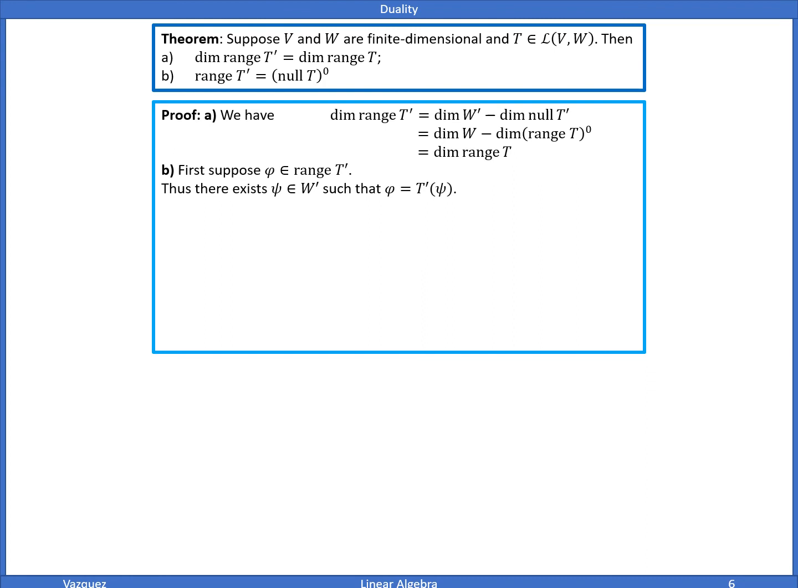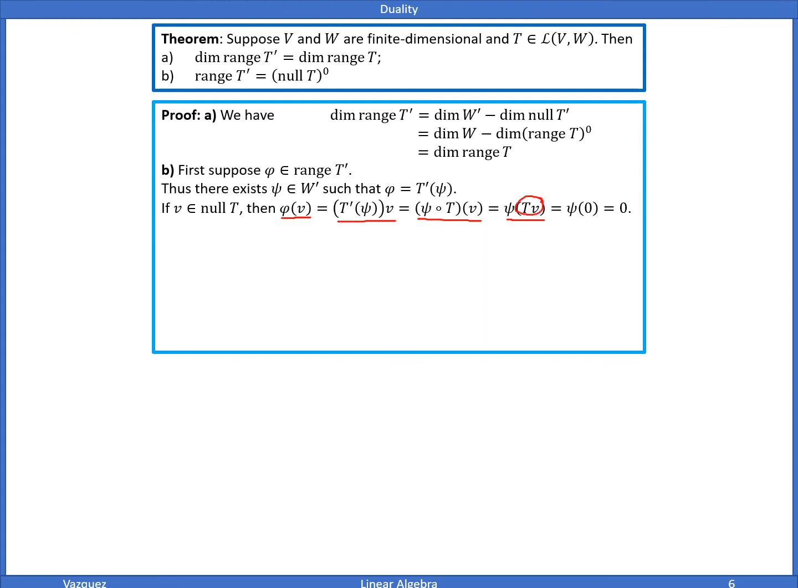Well then, there exists psi in W prime such that phi is equal to the dual map of psi. So if V is in the null space of T, what does that mean? Well then phi of V, we're just applying the definition, is equal to T prime of psi with V, which is just equal to this composition, which is psi of TV.